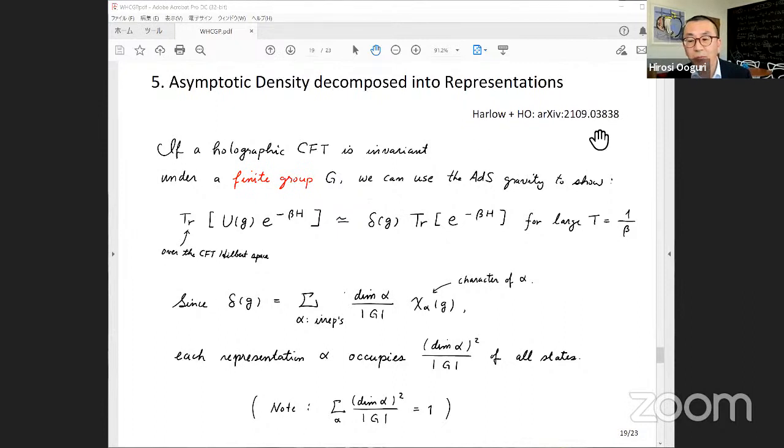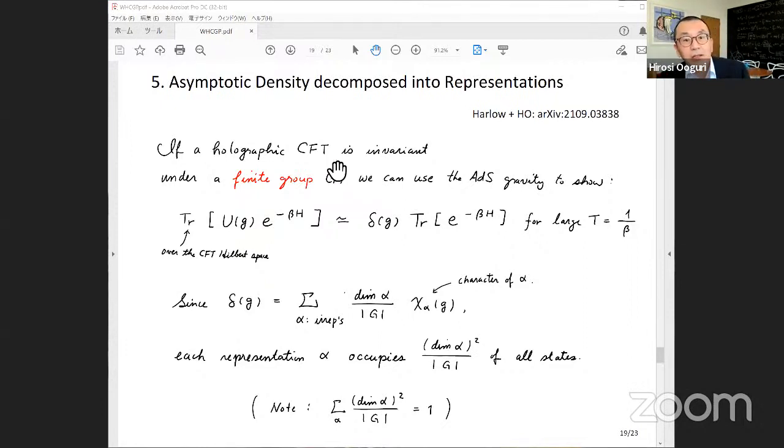So actually, in my recent paper with Daniel a few months ago, we gave a definite statement in the asymptotic decomposition of a conformal field theory state into representations. And more recently, I'm doing some work with my student and the postdoc to generalize it. This work was for finite group, but we are generalizing it for continuous group. So I'd like to mention this if I have time.